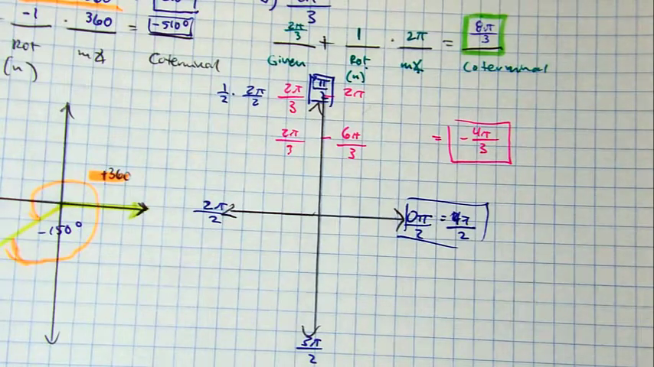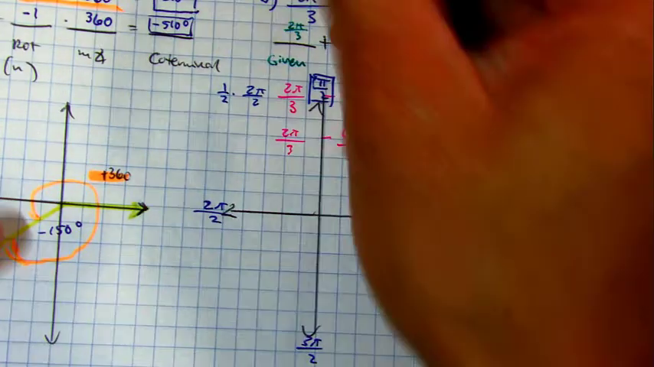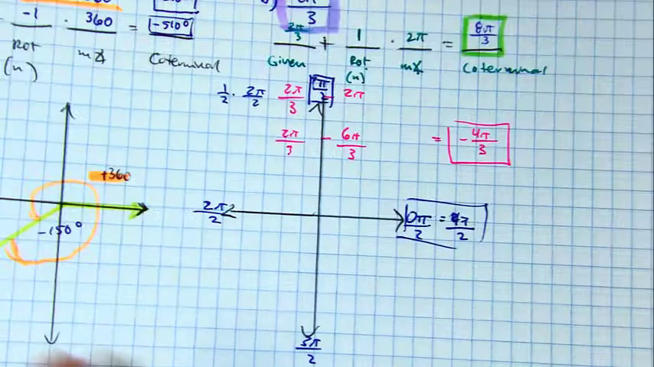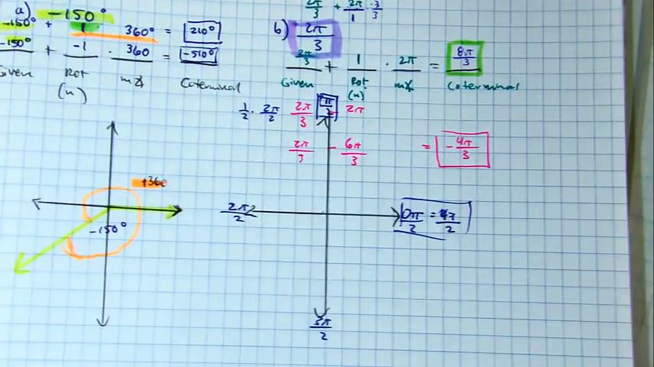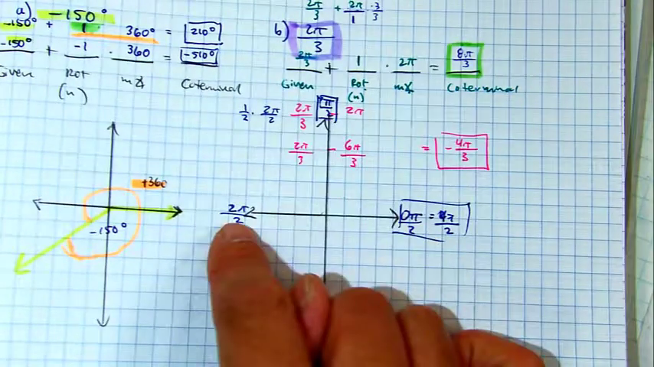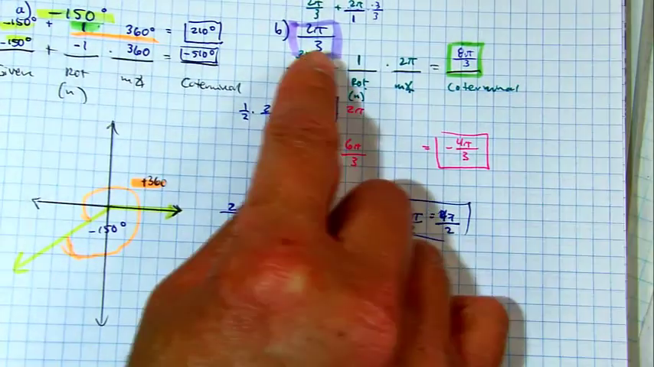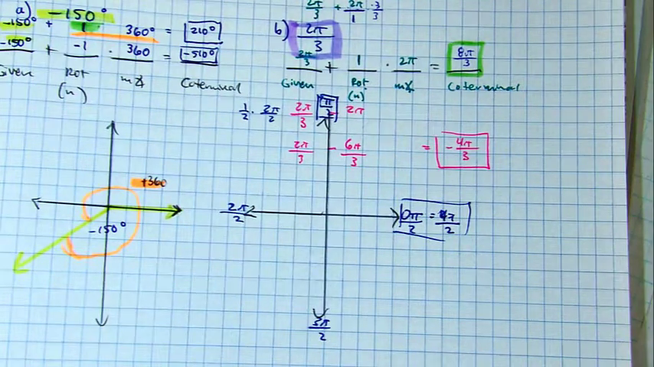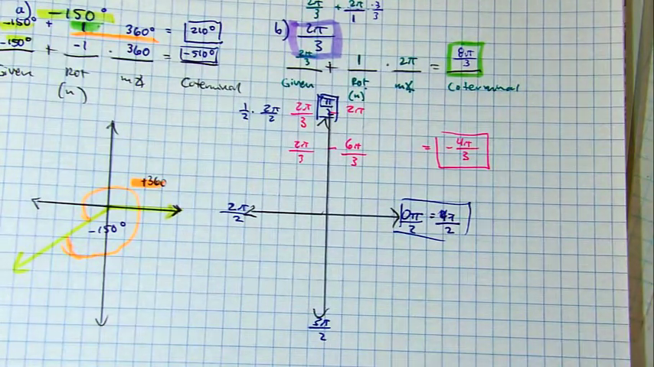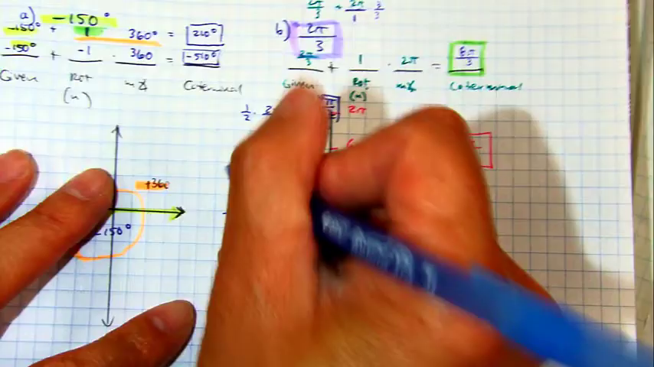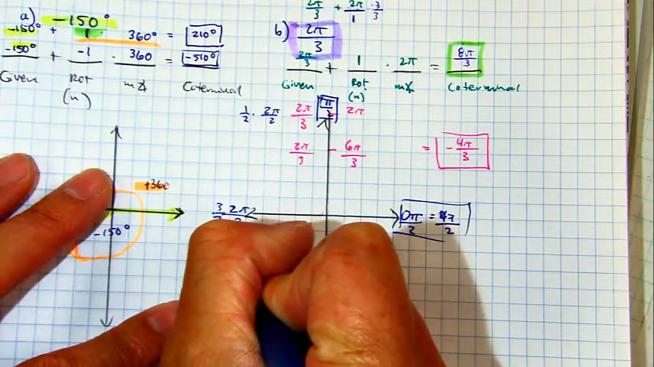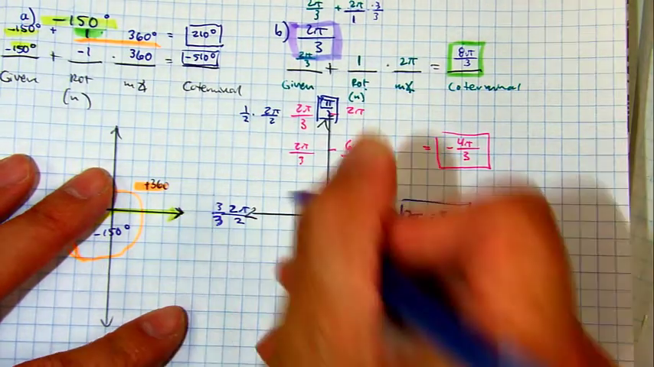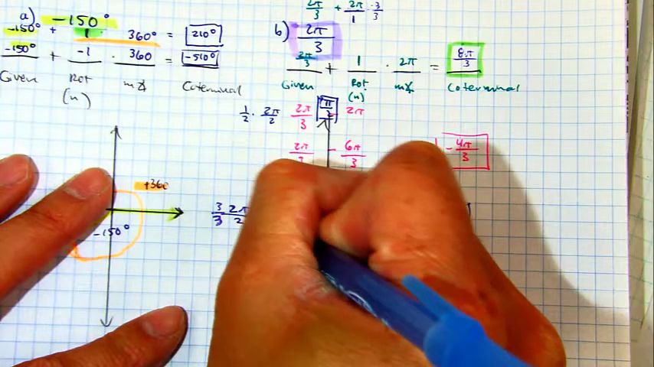Let's pick purple. These do not have denominators of 3. And we have to find a common denominator. My common denominator is 6. So, how do I get them to be 6? I'm going to have to multiply this one by 3 over 3. And if I multiply this by 3 over 3, I get 6 pi over 6. I'm going to put it in a circle.